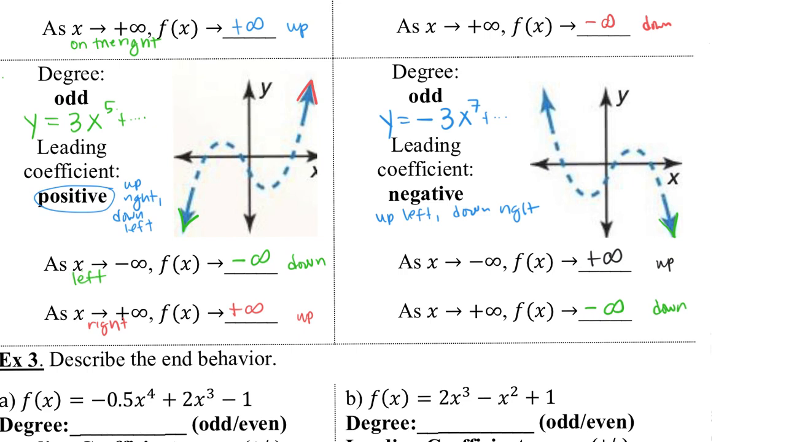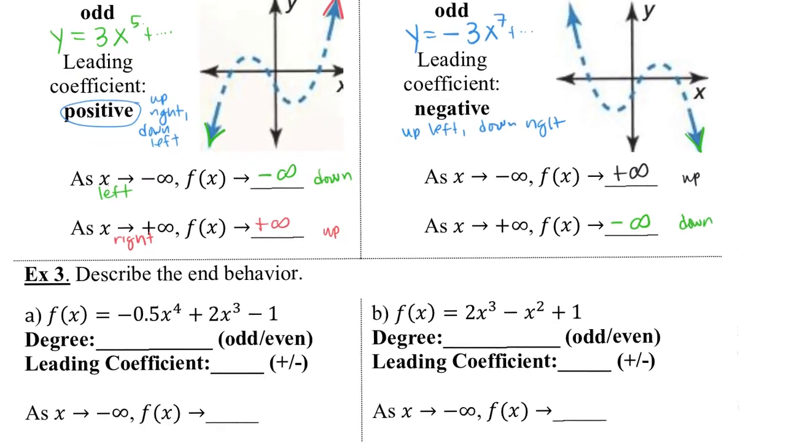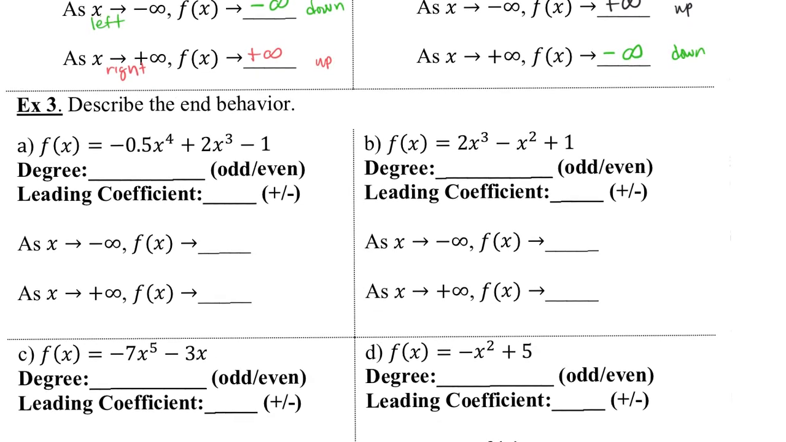Okay, let's try some examples where we just read the end behavior, and then we'll actually put it with the graph so you can see why it's useful to us. Okay, so we're going to describe the end behavior of this polynomial function. Before we do the end behavior, we're going to look at the degree and the leading coefficient. So for a, f of x equals negative 0.5x to the fourth plus 2x to the third minus 1. I want the highest degree term, which is this one. That's the highest exponent. If it's not in standard form, it won't be first, so be careful. Okay, now I'm going to ignore the rest because I only care about the highest degree.